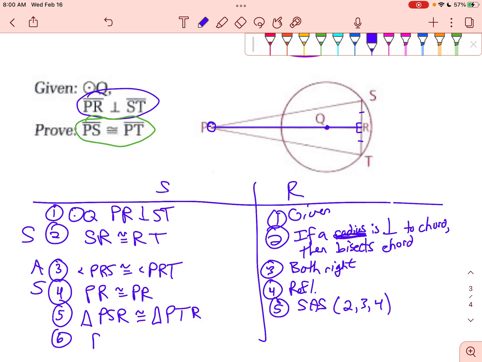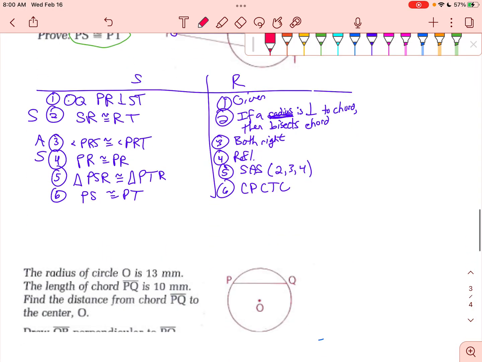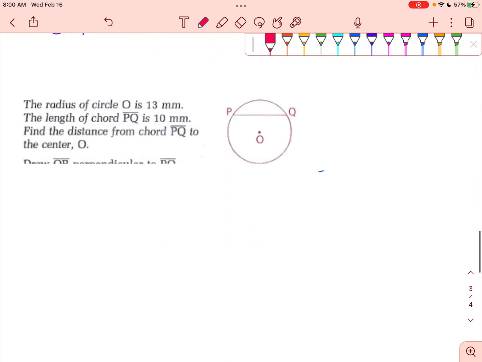And then lastly, I can say that PS is congruent to PT, because if triangles are congruent, then their parts have to be congruent. Okay, and again, there's a multitude of ways you guys can do this. This is just one example. Okay, we're gonna do some more work.